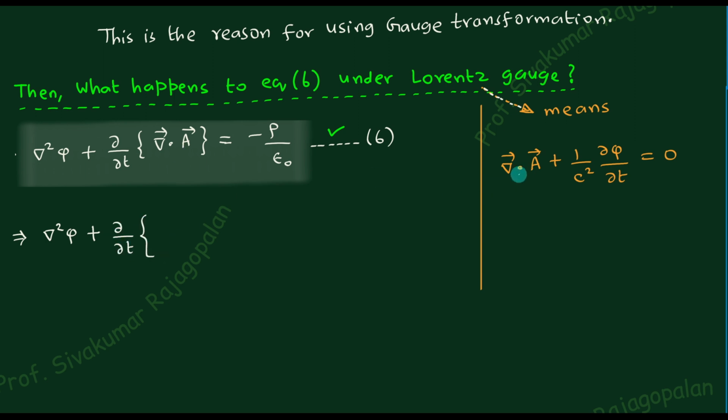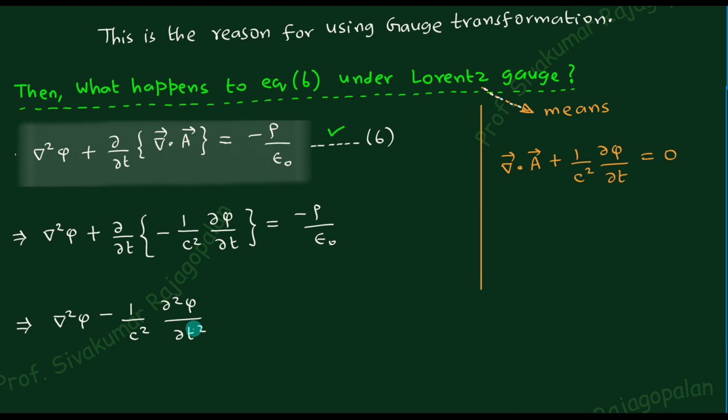So what is the Lorentz gauge? Divergence of A is equal to negative of 1 over c square into dou phi by dou t. That is your Lorentz gauge, and that will be equal to minus rho by epsilon naught. So now you see that equation 6 also is under the Lorentz gauge. If you simplify this, you get a minus 1 over c square into the second order derivative in time, and you get a minus of rho by epsilon naught.